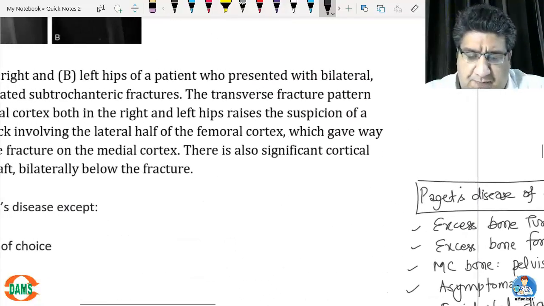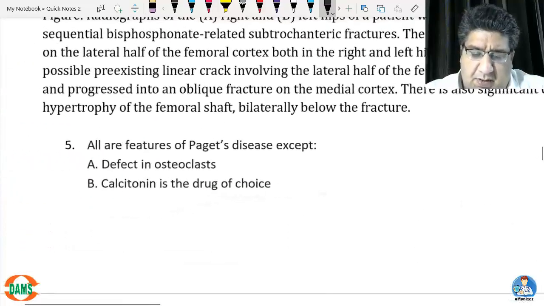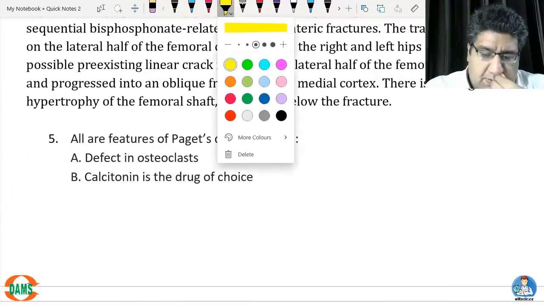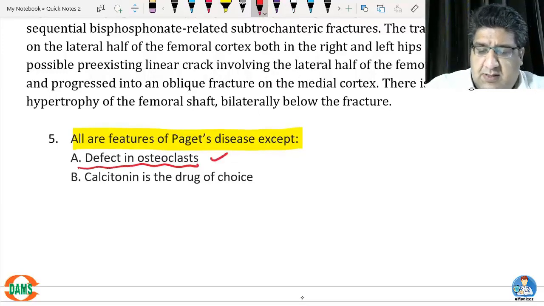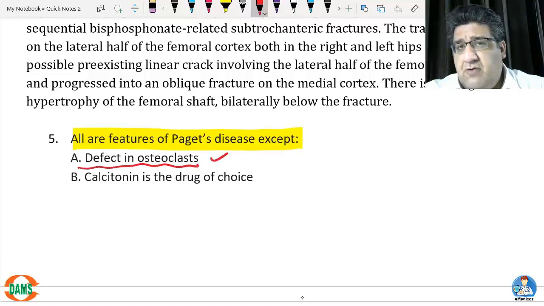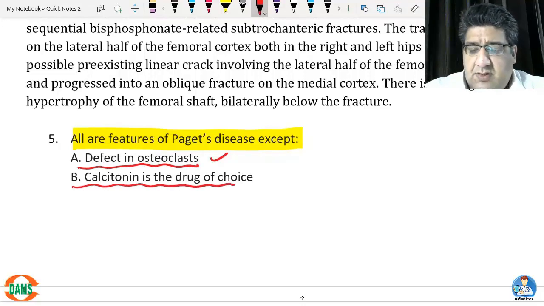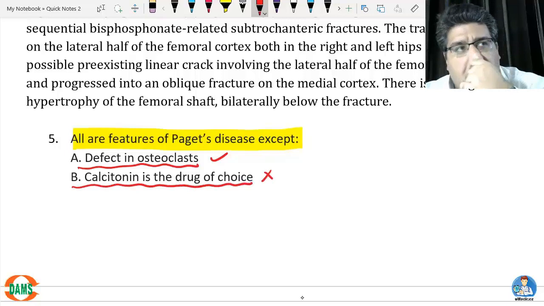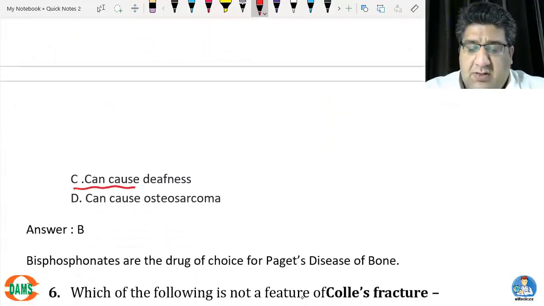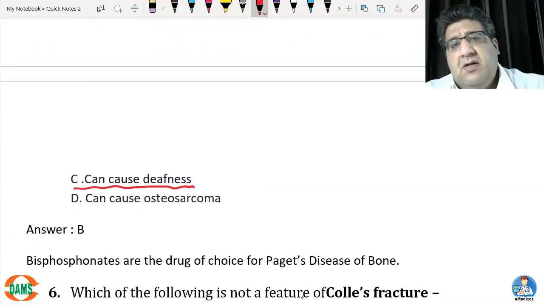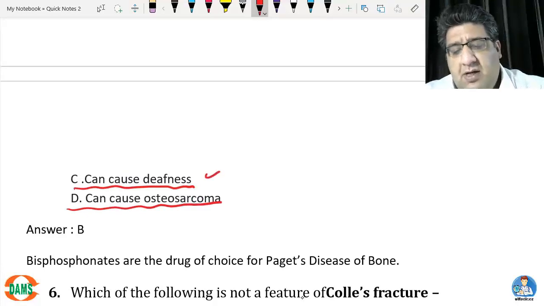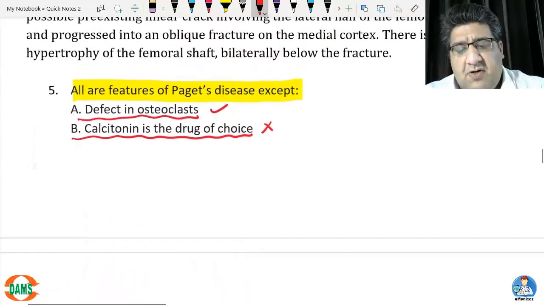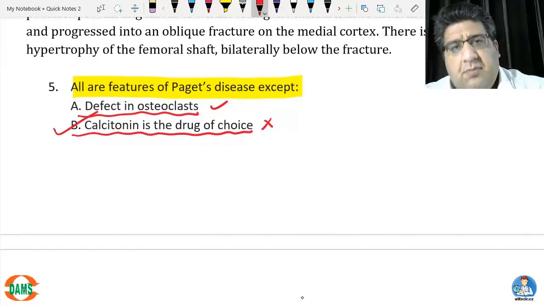Let's take the question now. So the question is simple: all are features of Paget's disease except? It's a defect in osteoclast. Yes, there is too much osteoclastic resorption along with bone formation. Calcitonin is the drug of choice. No, calcitonin is not the drug of choice. What is the drug of choice? It is bisphosphonate. Next, can cause deafness. Yes, it can cause sensorineural hearing loss because of the cranial deficit. Can cause osteosarcoma. I've already told you, it is the most common pre-malignant lesion for development of secondary osteosarcoma. So the answer has to be B.